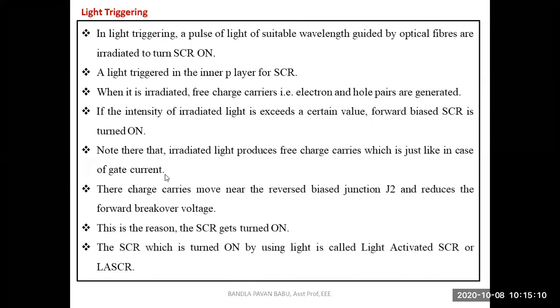This method is also not mostly preferred, and this type of SCR is called an LASCR, that is a light activated silicon controlled rectifier. Out of these five methods, that is forward voltage triggering, dV by dt triggering, gate triggering, temperature triggering, and light triggering, gate triggering is the most suitable method, and that's all about the SCR turn on methods.